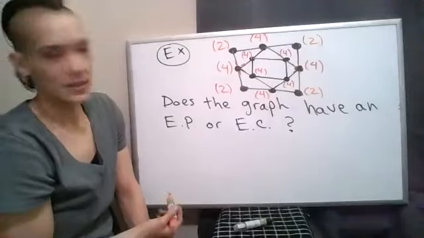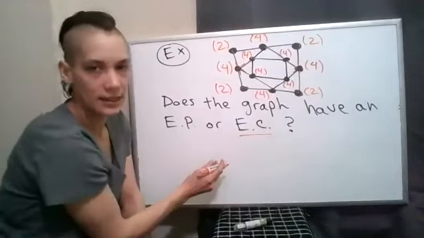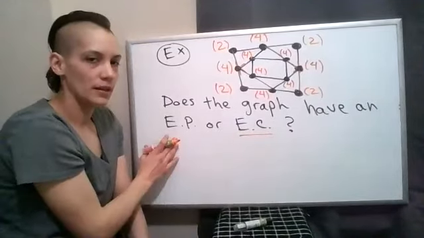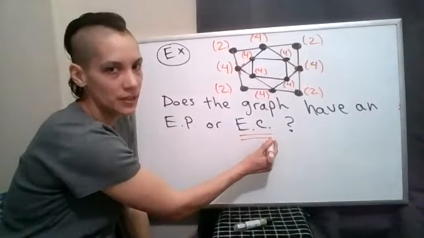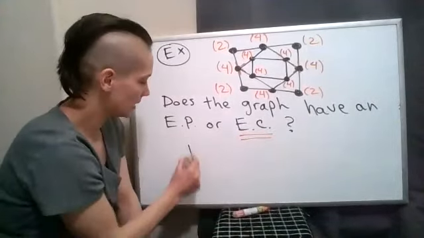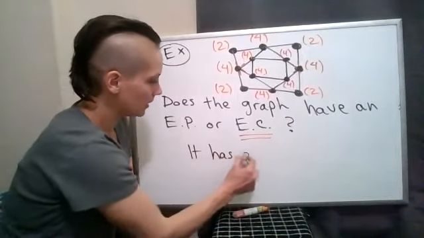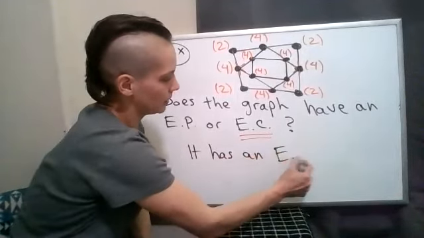So we've got all evens again, which means we have an Euler path. There's an Euler path and an Euler circuit, but Euler circuit is stronger. So we're going to say it has an Euler circuit.